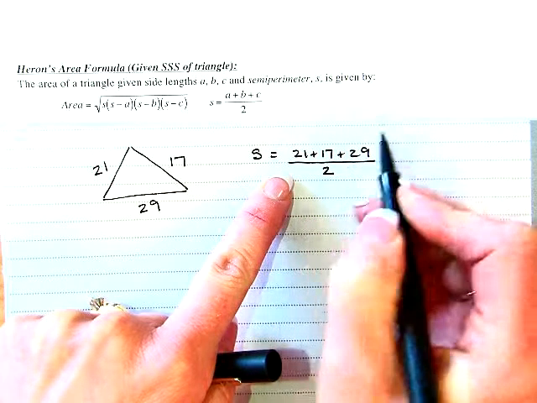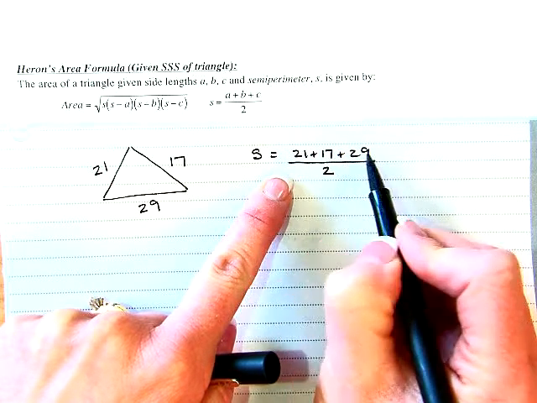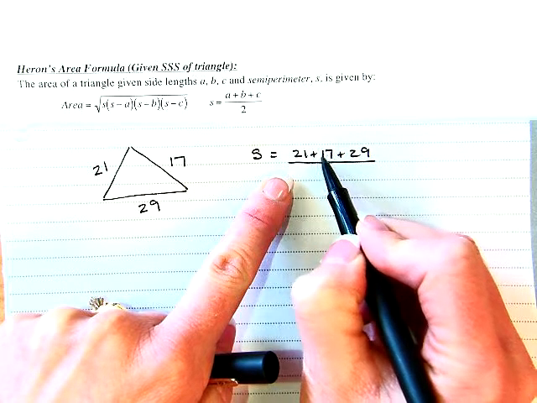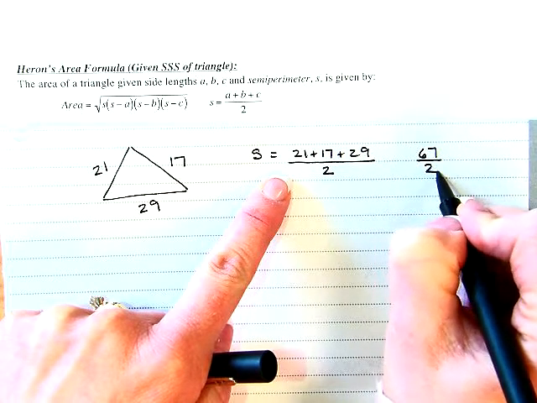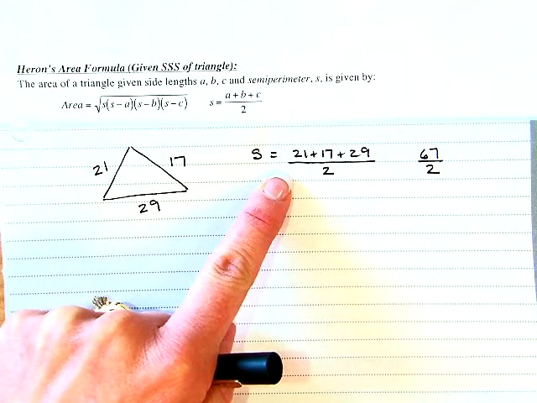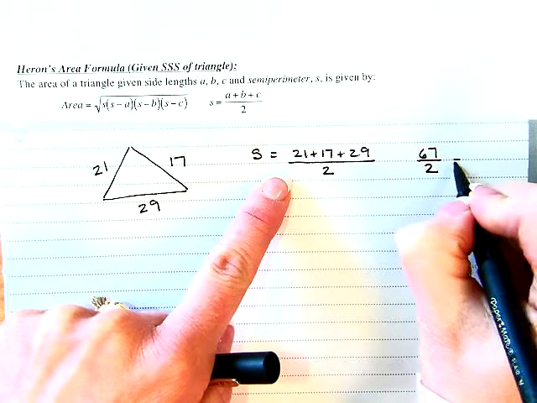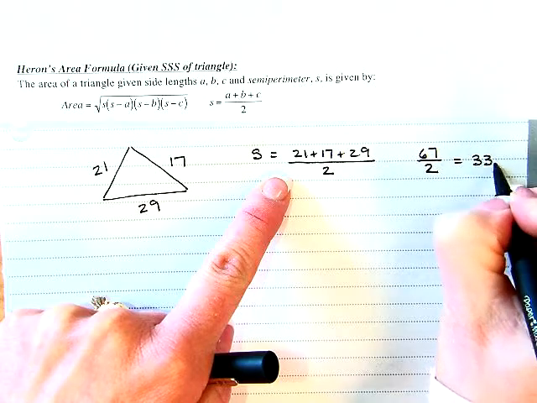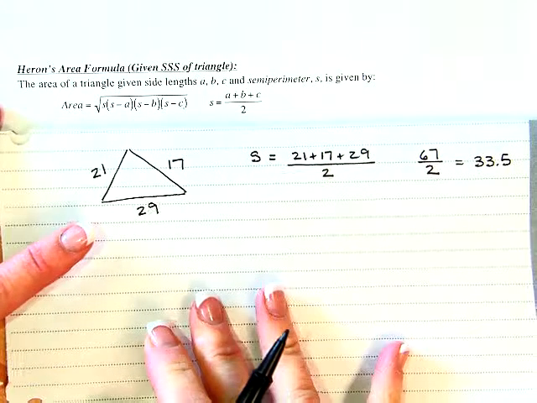I'm going to try to do this without a calculator. So here's 20, 40, and 1 and 9 make 10, so 50, and then 17 more would be 67. Divide that by 2. I know I could do that in my head. So 33.5 is the semi-perimeter here. Okay. So then what I do is I go to the formula.